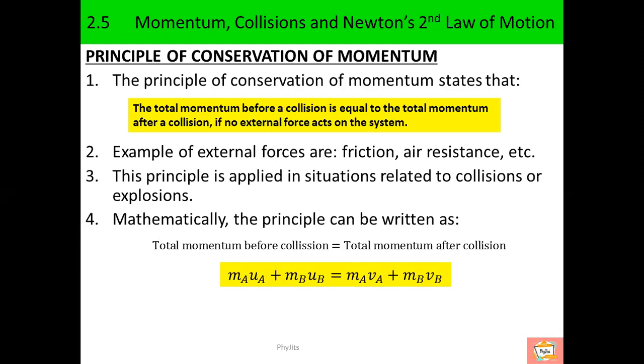So that's why you need to add the momentum of object A plus momentum of object B before they interact, before they collide, equals total momentum of object A plus the momentum of object B after. So you get the total of A and B together. And that will be the main formula for momentum.